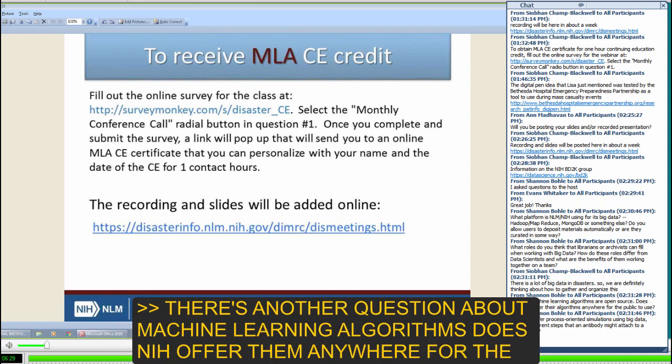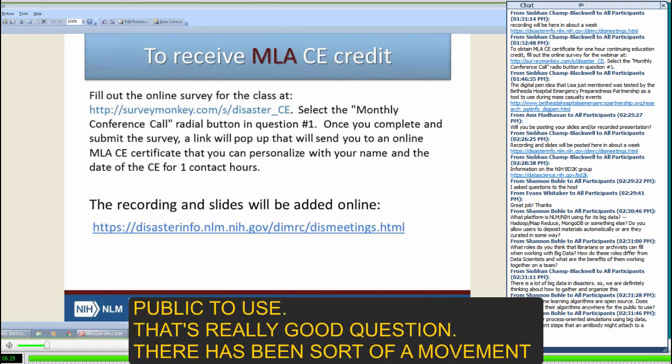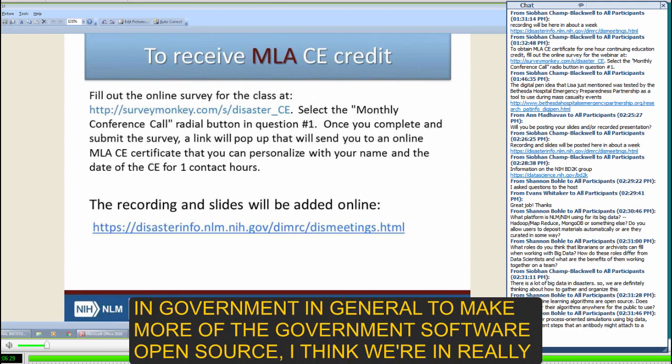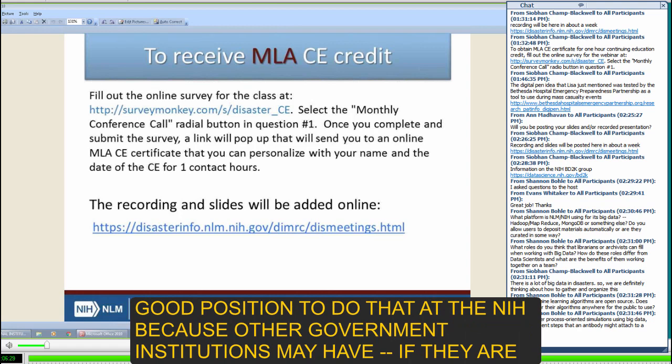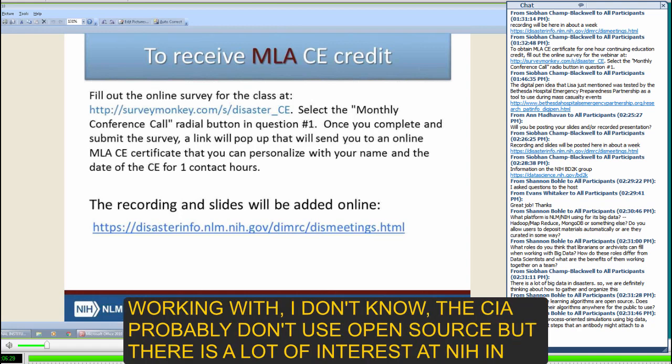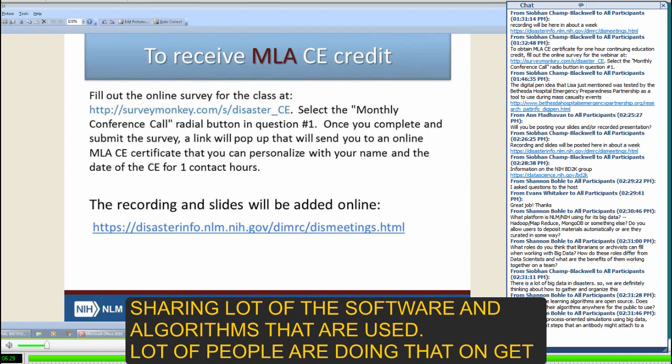Okay. So there's another question about machine learning algorithms, and does NIH NLM offer their algorithms anywhere for the public to use? So that's a really good question. There has been a movement in government in general to make more of the government software open source. And I think we're in a really good position to do that at the NIH because other government institutions, if they're working with, I don't know, the CIA, they probably can't make their software open source.